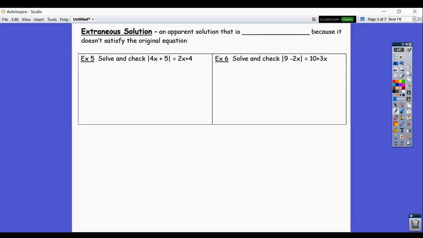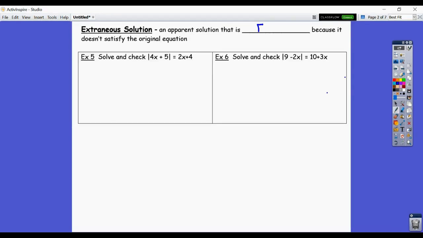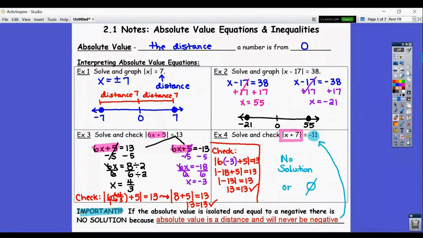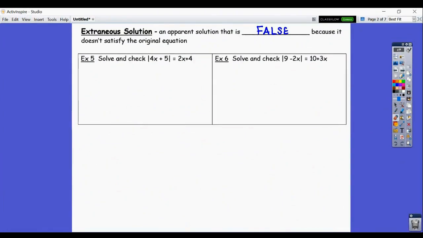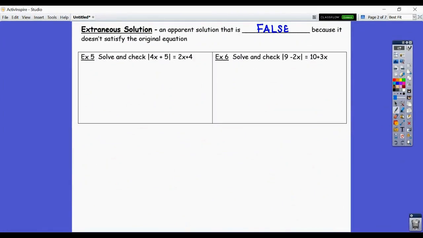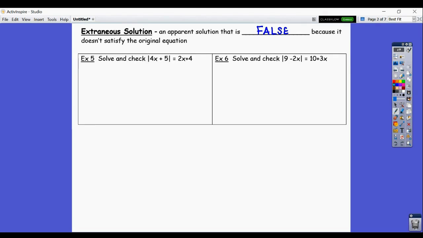We're going to talk about extraneous solutions, which is going to be, by definition, an apparent solution that is false because it doesn't satisfy the original equation. So basically, we're going to solve these algebraically. Then in our check, we're going to make sure it came out like our last check, where it was 13 equals 13, your numbers equaled each other on each side of that equal sign. So let's go ahead and do our steps algebraically.